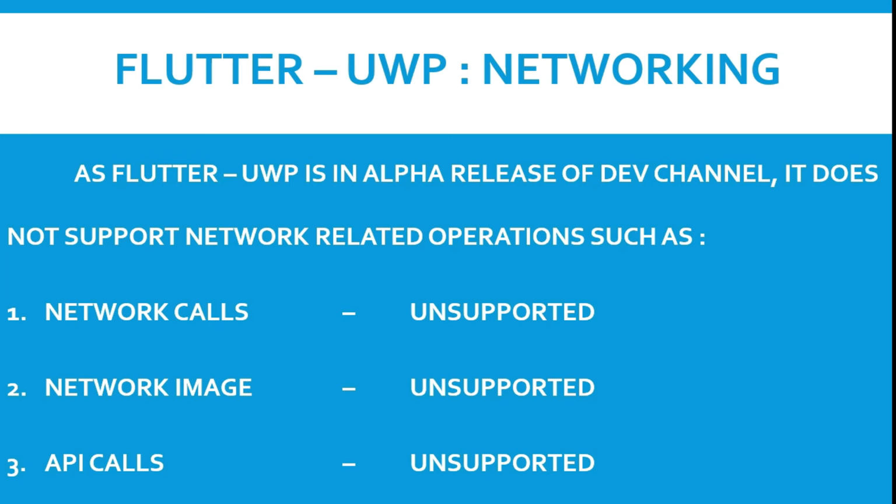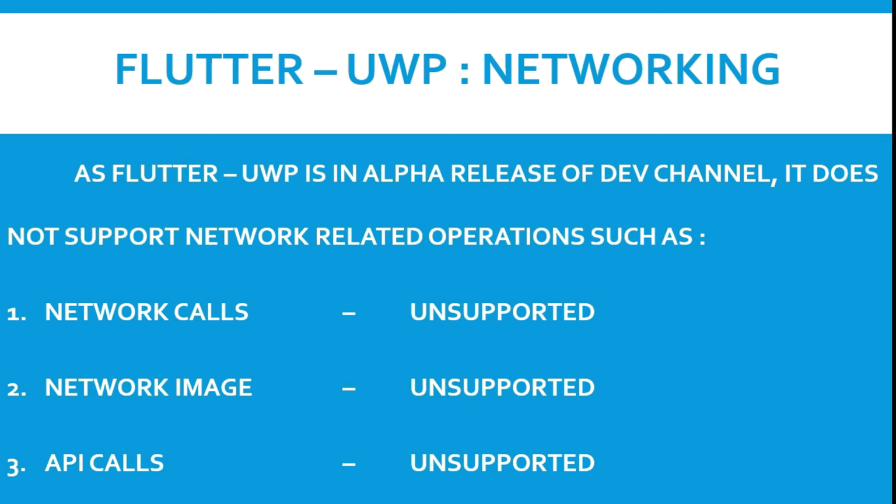Does Flutter UWP support network handling and REST API calls? As Flutter UWP is an alpha release of the Dev channel, it does not support network related operations such as network calls. You cannot use any dependency, or call the HTTP function for a website, get the response using the HTTP code 200, and verify that the connection is successful. You can't do all such things because network is totally disabled in Flutter UWP.